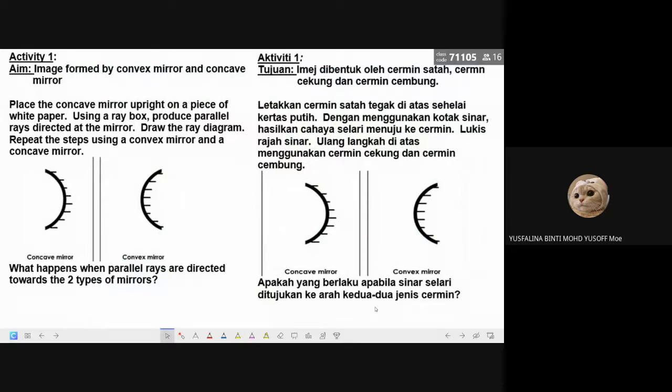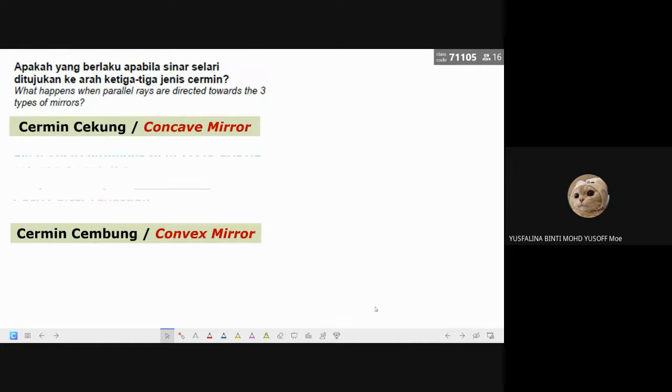Okay, so remember we already learned what happened to the light when it passed through the convex lens. All the light rays will be converged into one point that we call the focal point. So what happens if the light rays pass through a convex or concave mirror? We will see that.